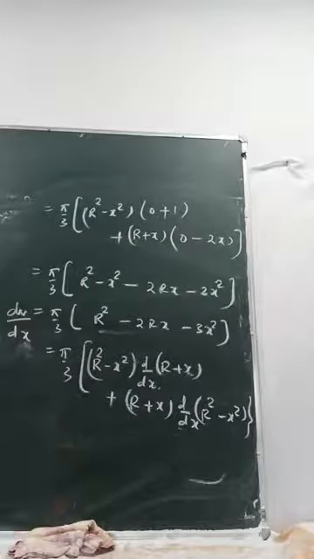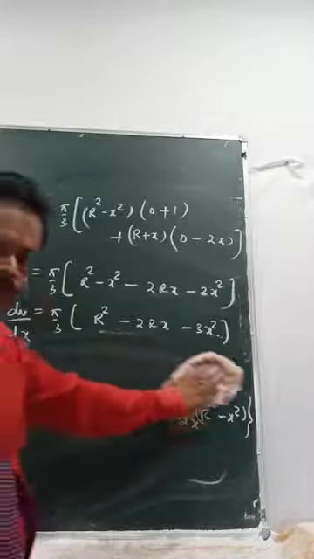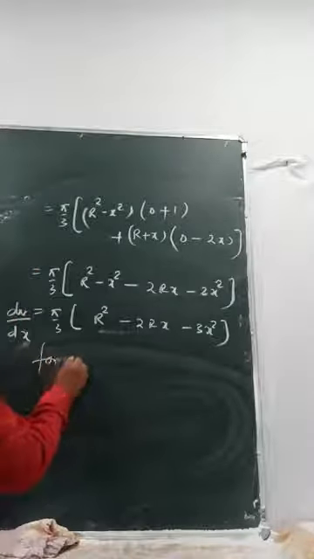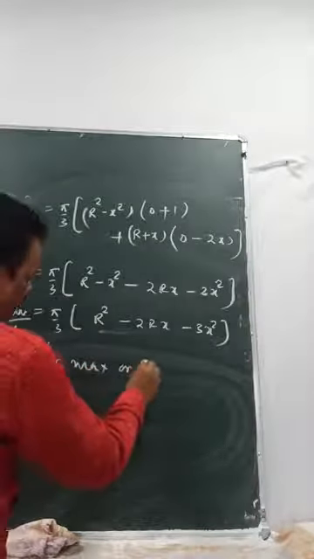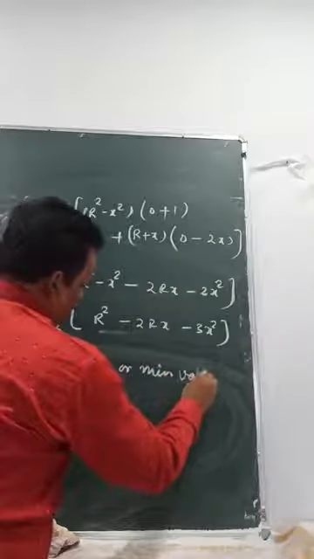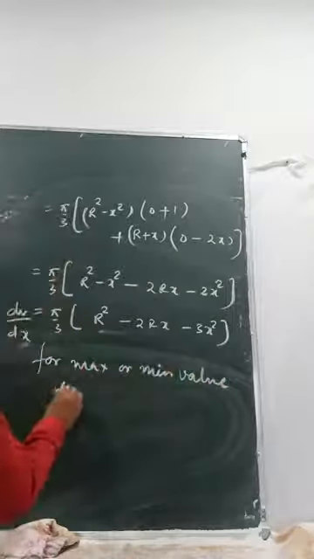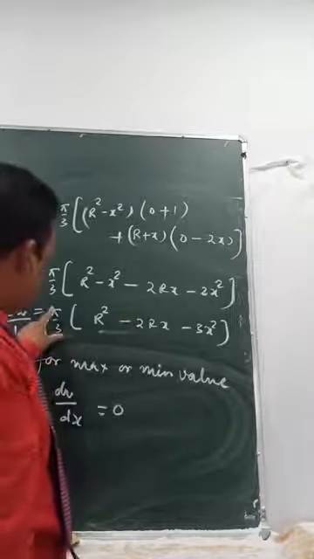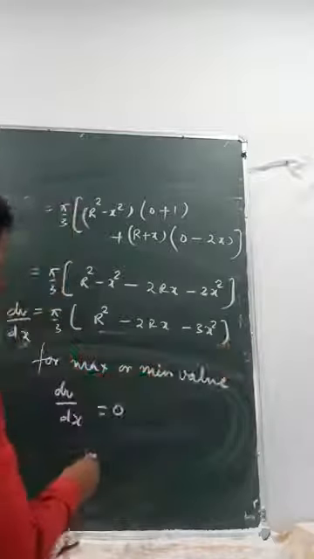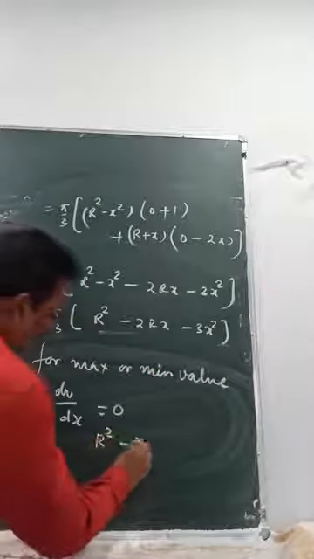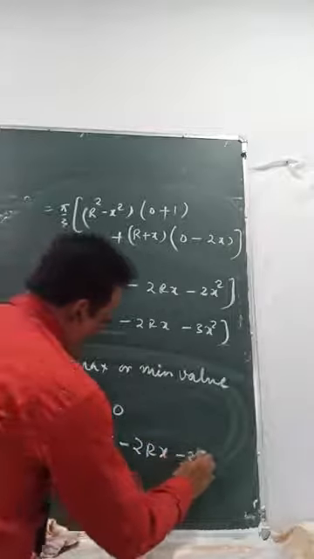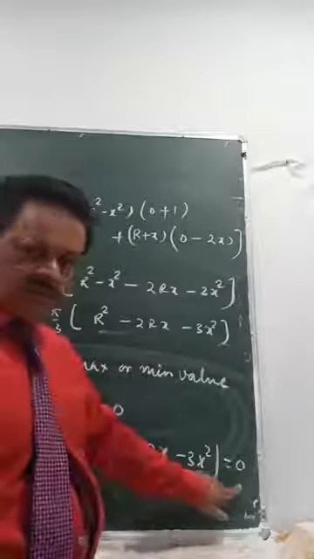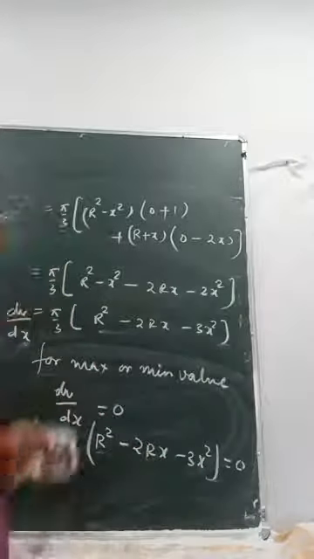Okay, now let's see what you have to do. For maximum or minimum value, dV by dx has to be 0. That means this part is the constant, this part has to be 0. So R square minus 2Rx minus 3x square should be 0. How to solve this, splitting middle term? So splitting middle term will be how much?